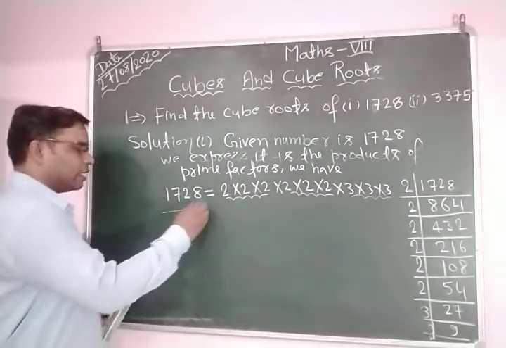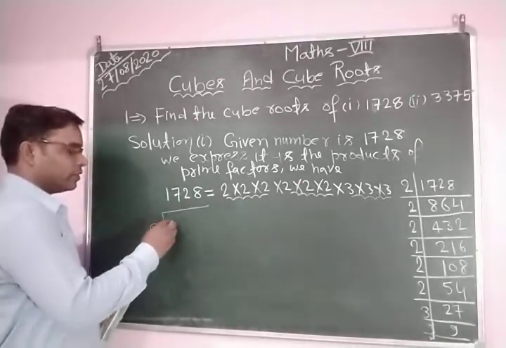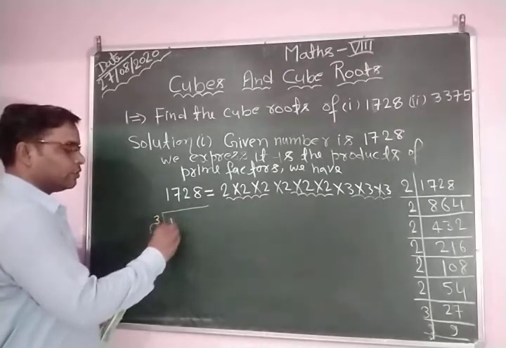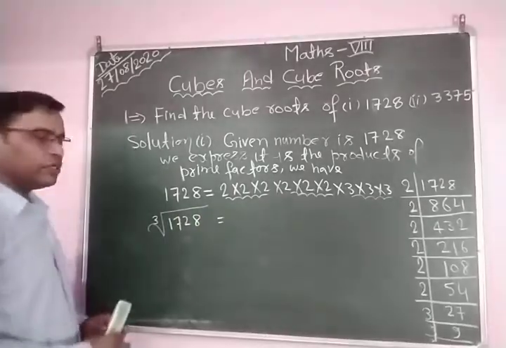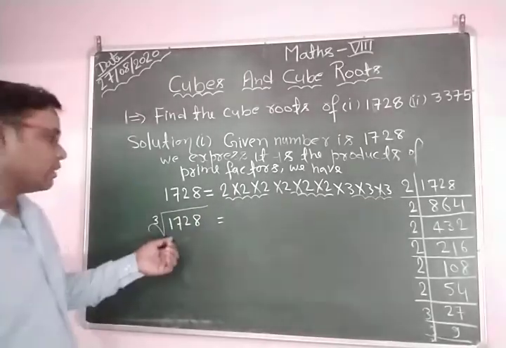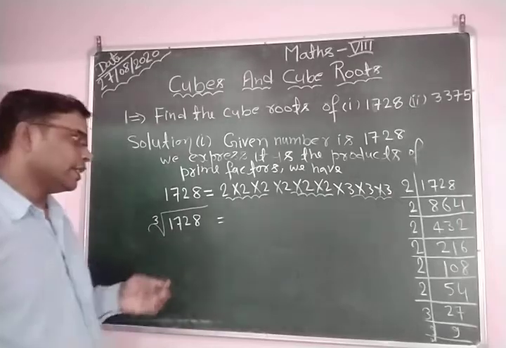If you need to find the cube root of this number, first we write the given number under the cube root. So here we write the cube root of 1728. We need to find the cube root of 1728.